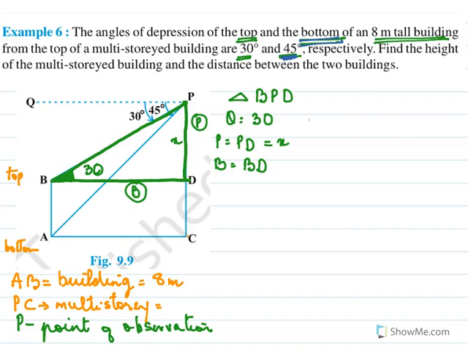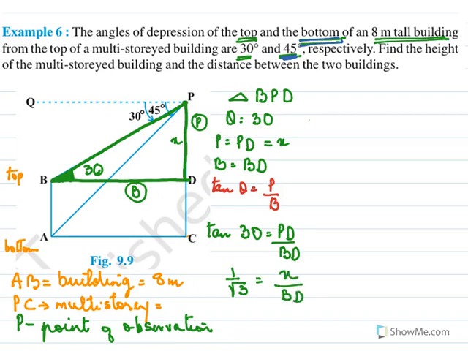And I'll start with my tan theta, perpendicular over base. So tan of 30, perpendicular PD and the base BD. Tan 30 is 1 by root 3. PD is X, BD don't know. So BD equal to root 3x. I'll just keep this here.